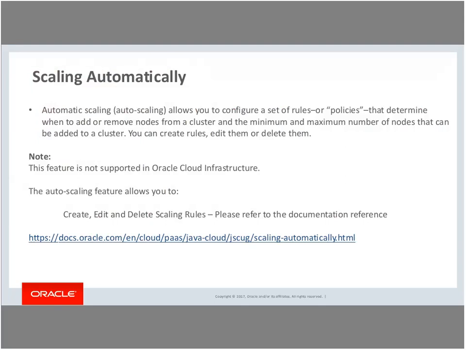Scaling automatically. Why I brought this up is that this is another very important feature of cloud offerings such as JCS. You can do automatic scaling, which allows you to configure a set of rules or policies to determine when to add or remove nodes from clusters automatically, and the minimum and maximum number of nodes that can be added to the cluster. You can create rules at any time, and edit or delete them anytime.